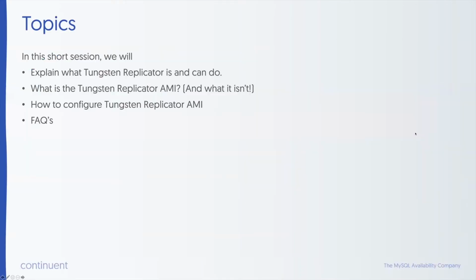So the topics we're going to discuss in this short session. First of all, I'm just going to have a quick overview of what the replicator is and what it can do. And then we're going to go straight into looking at the Tungsten Replicator AMI, what it is and what it isn't. I'll do a demonstration of how to configure it, and then just a few frequently asked questions that we get regarding the replicator.